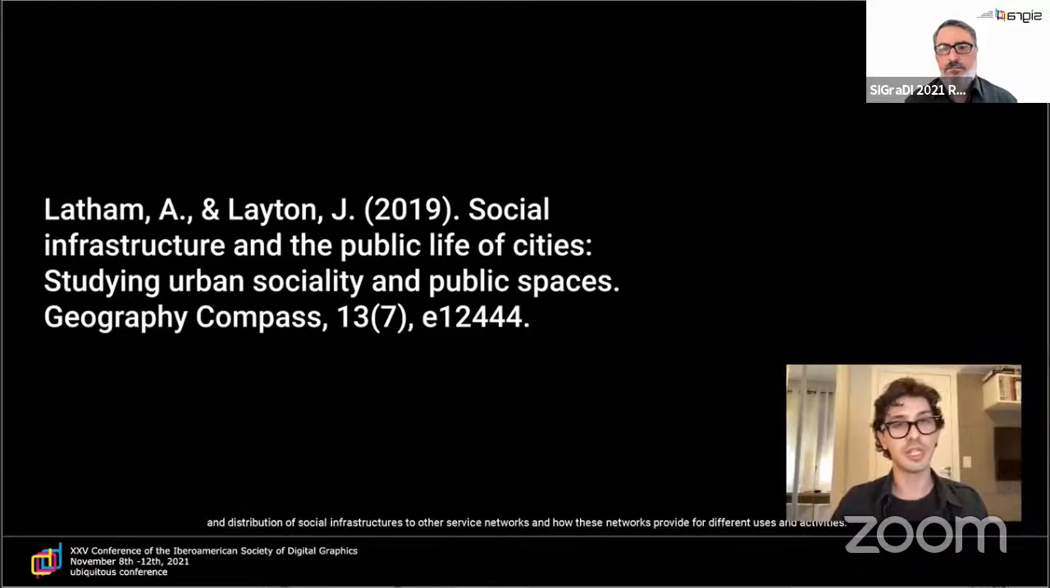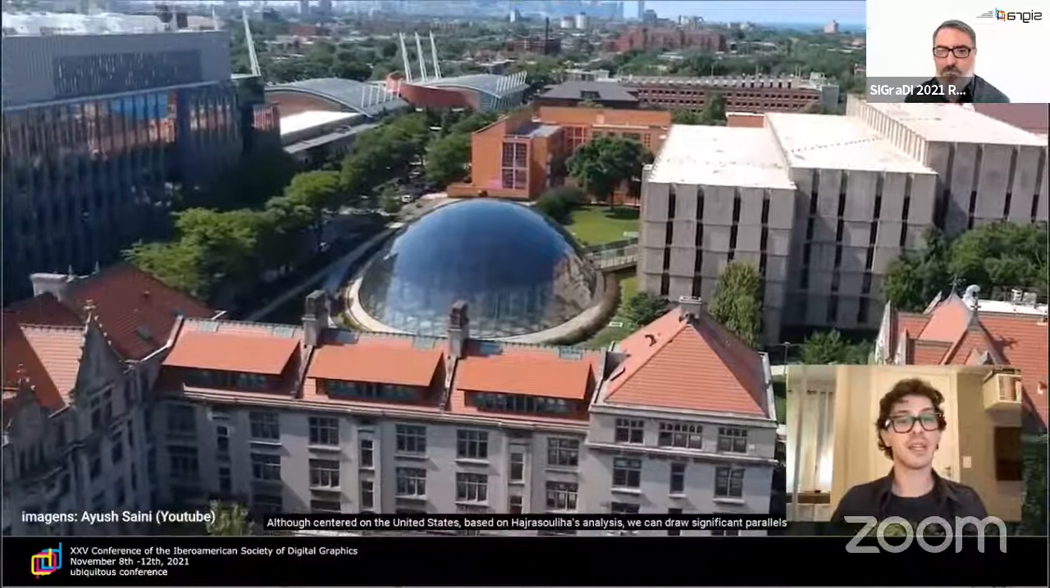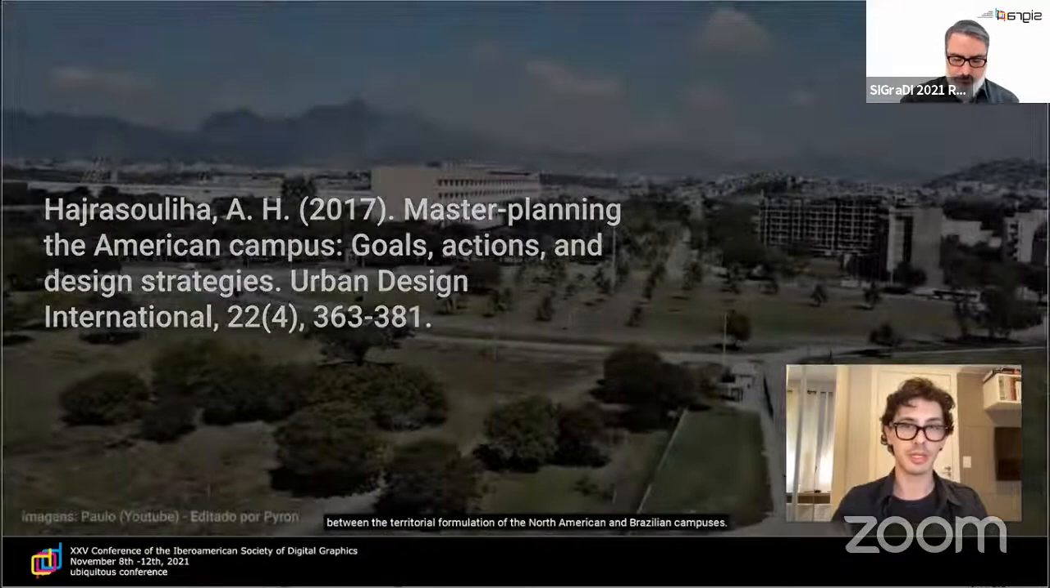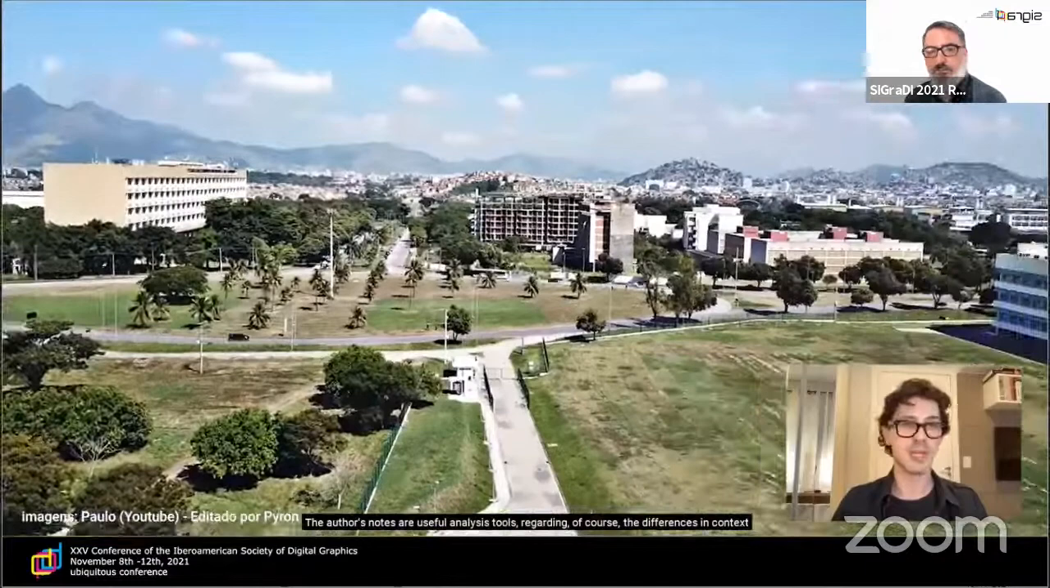Apesar de centrado nos Estados Unidos, a partir da análise de Rachel Soliha, podemos traçar significativos paralelos entre a formulação territorial dos campos norte-americanos e dos brasileiros. Os apontamentos do autor constituem ferramentas de análise úteis, apreciadas, claro, as diferenças de contexto, que nos permitem abranger a missão e os objetivos das universidades.